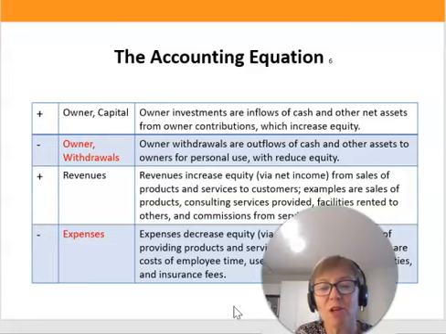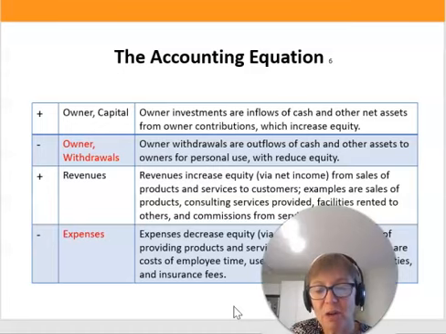And then if you remember as well, because our statements are merged together, when you look at your income statement, your revenue minus your expenses gives you your net income or net loss. And that goes on our statement of changes as well. So if revenue is greater than expenses, you're going to have a net income, and that's going to cause our equity to go up. But if our expenses are bigger than our revenue, we're going to have a loss, and that's going to cause our equity to go down.